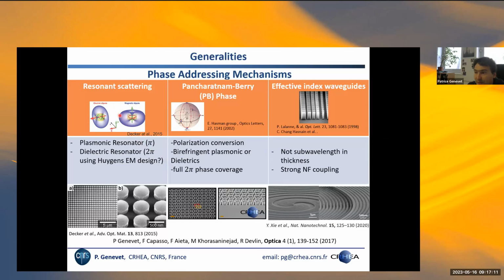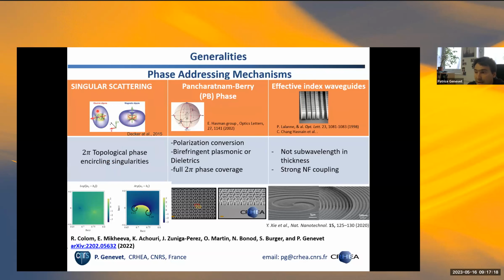My group very recently realized that this mechanism of resonance scattering is not perfectly well understood. And what I propose here in this discussion today is to replace this with what we call singular scattering, and try to study how the topological phase singularities, and I will explain what they are, are used to design metasurfaces and introduce essentially phase modulation.